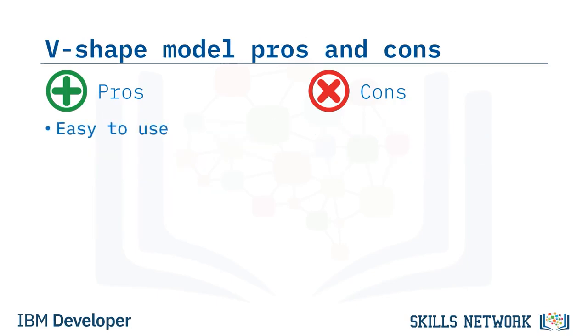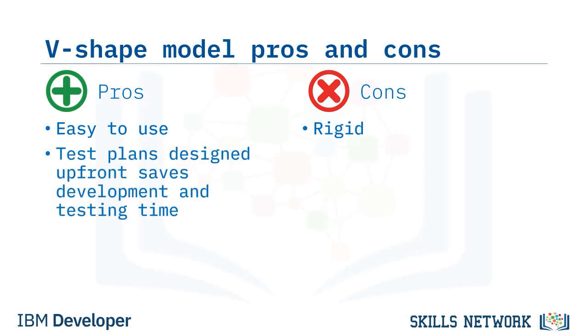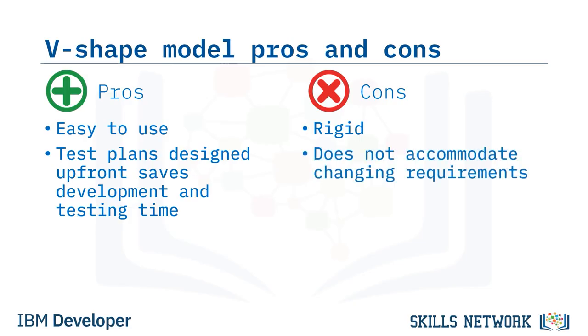Like Waterfall, the V-shaped model is simple and easy to use. It is even more rigid than Waterfall, but designing test plans during the verification phase saves considerable time during coding and validation phases. Drawbacks are also similar to Waterfall because it does not readily accommodate changing requirements. Once an application is in the testing phase, it is extremely difficult to go back and change functionality.